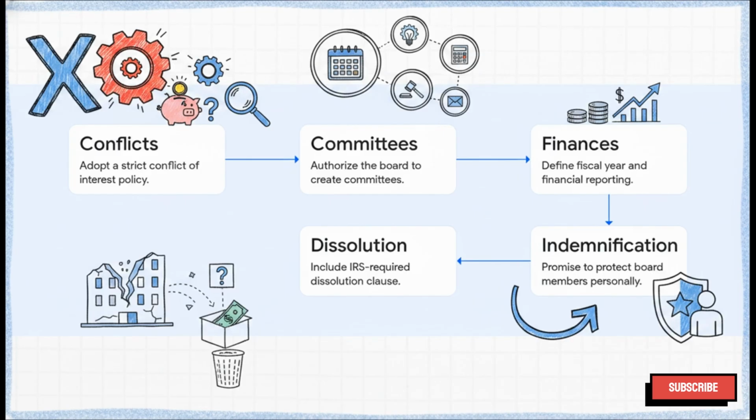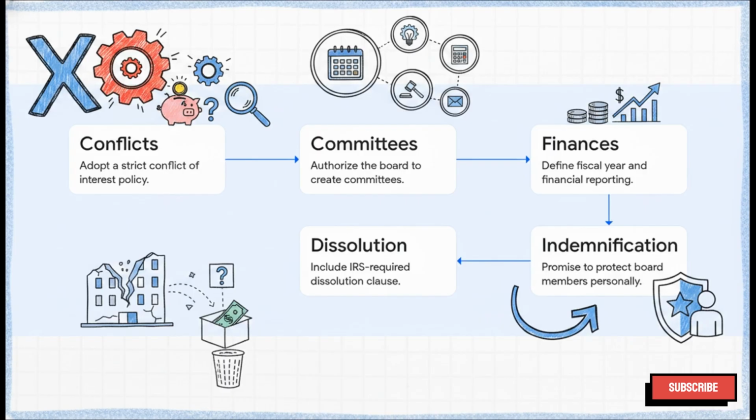Step 7, committees. You want to give your board the power to create smaller teams, like maybe a finance committee, to handle specific tasks. Step 8 is finances. This is where you define your fiscal year and how your financial reporting is going to work. Step 9 is indemnification. Like we touched on earlier, this is that formal legal promise to protect your board members personally.